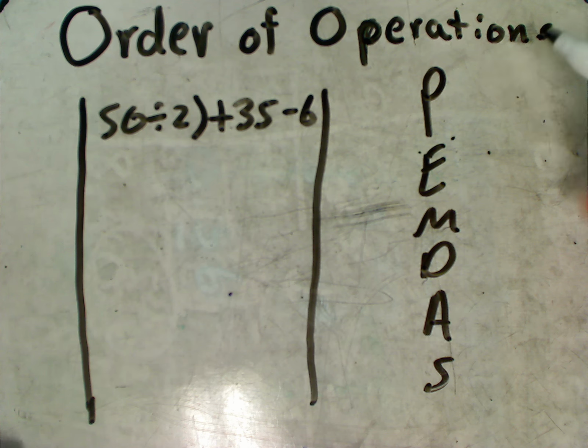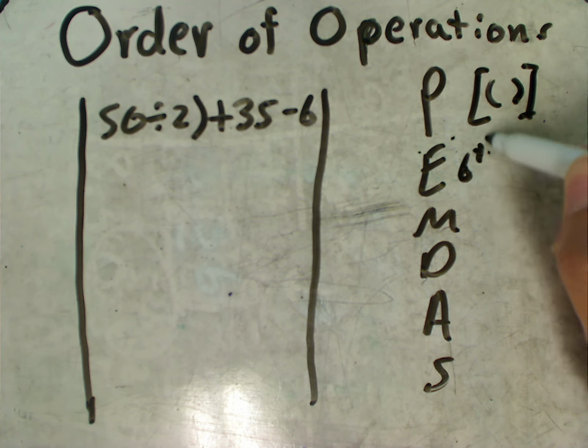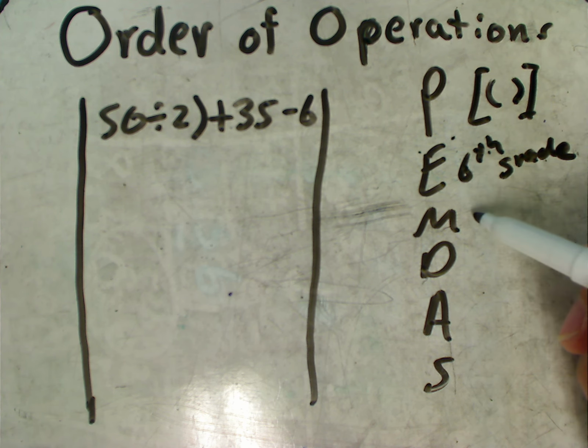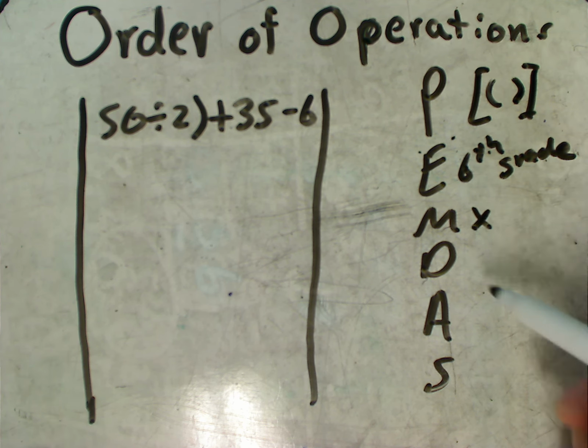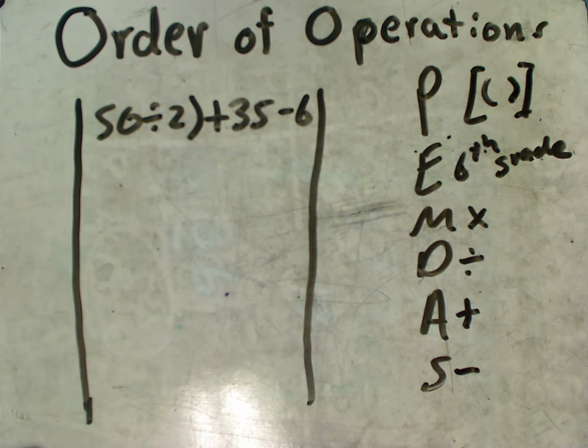Now, the P will stand for parentheses and brackets. The E is for exponents. We won't have to worry about that until sixth grade, so this is something we do in sixth grade. The M stands for multiplication. The D stands for division. The A stands for addition. And the S stands for subtraction.